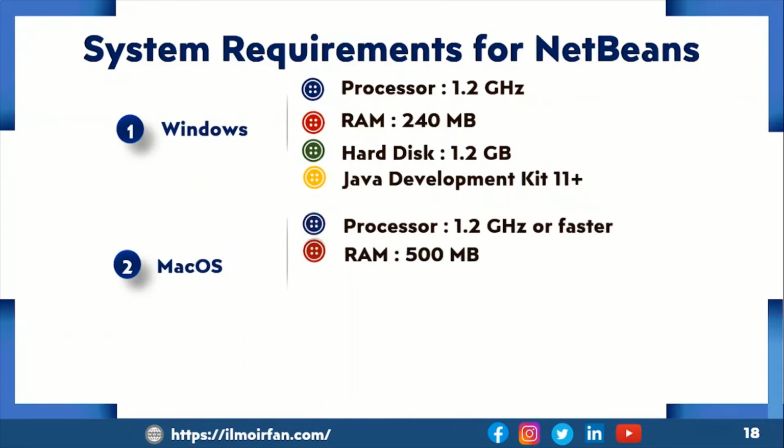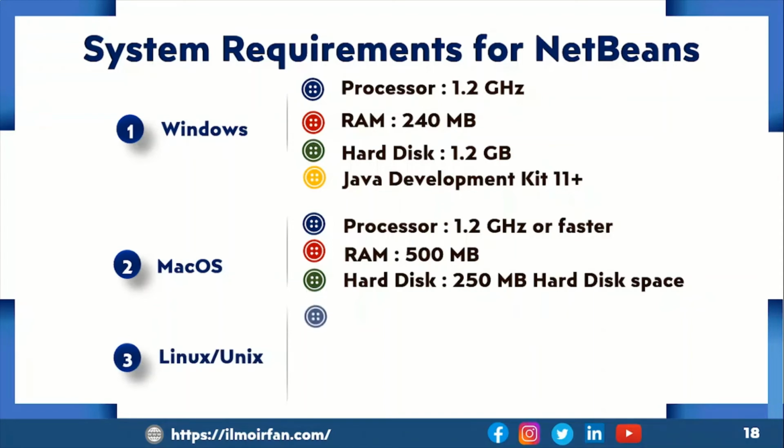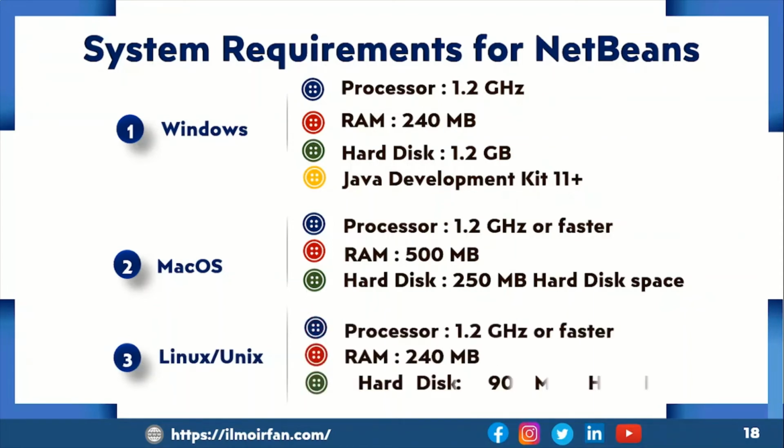For Mac operating system, processor is 1.2 GHz or faster, RAM is 500 MB, hard disk is 250 MB. For Linux or Unix operating system, processor is 1.2 GHz or faster, RAM is 240 MB, and hard disk is 900 MB.